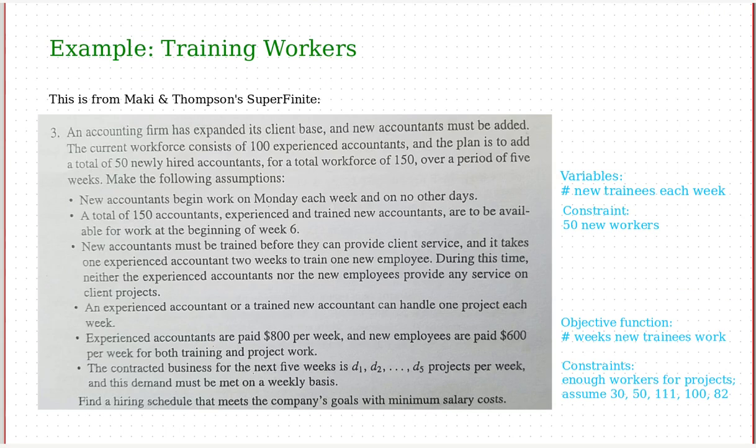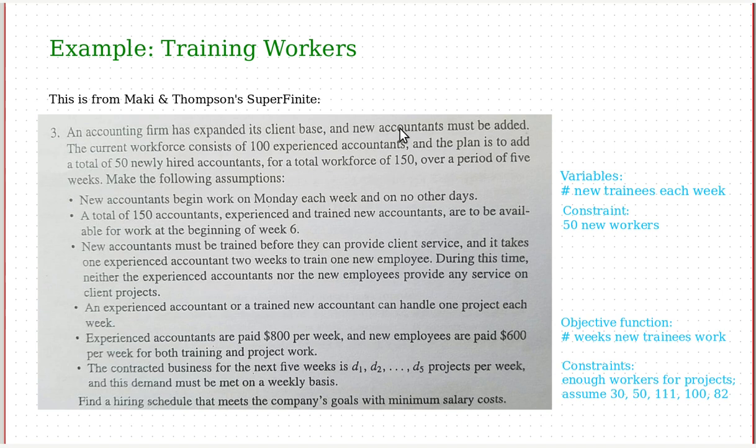Okay, so I want to do a case study of how this would play out in a story problem and something approaching a real-life example. This is a problem taken from Mackey and Thompson's mathematical modeling textbook, or informally known as the Superfinite textbook. I think this is in Chapter 5, Section 1, Problem 3, right?